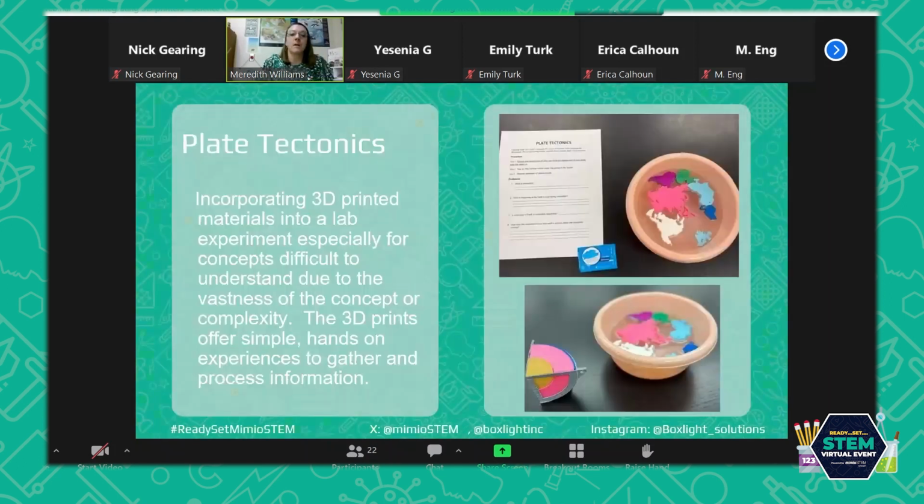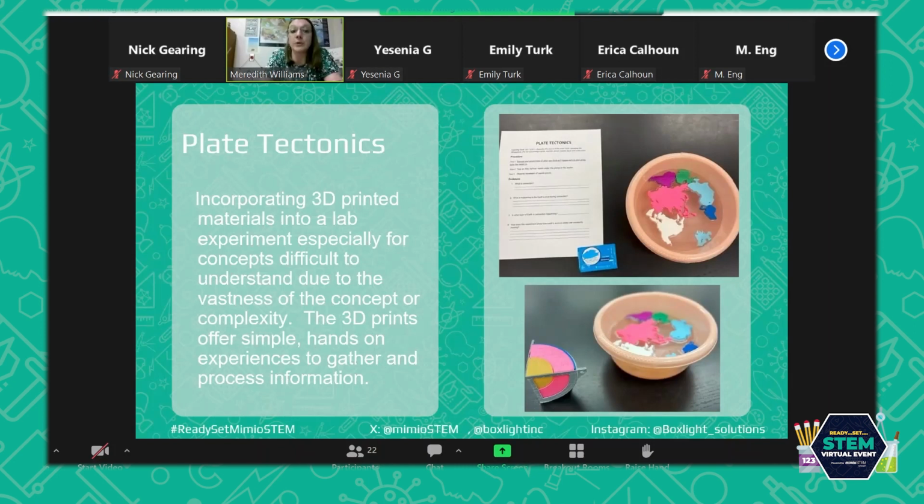So plate tectonics. In the state of Florida, our 8th grade students need to take a state assessment at the end of 8th grade that incorporates 6th, 7th, and 8th grade materials. So they are tested on a lot of different things at the end of their middle school year. We do spend a lot of time reviewing 6th and 7th grade standards, especially in our 4th quarter in school.